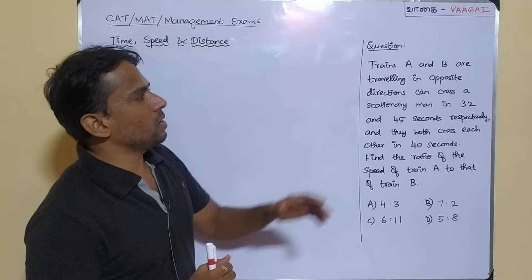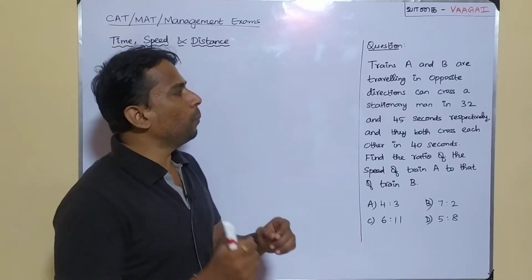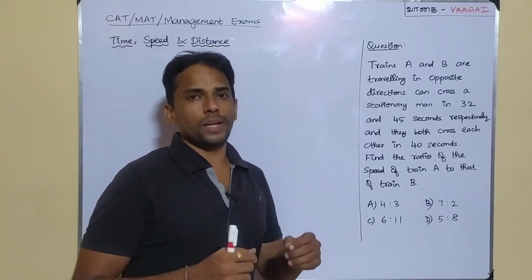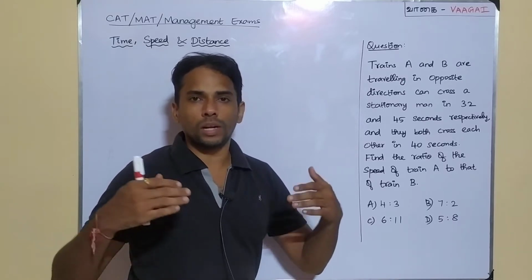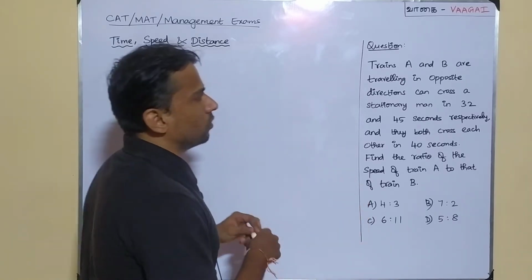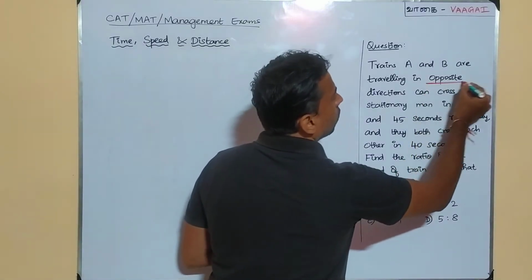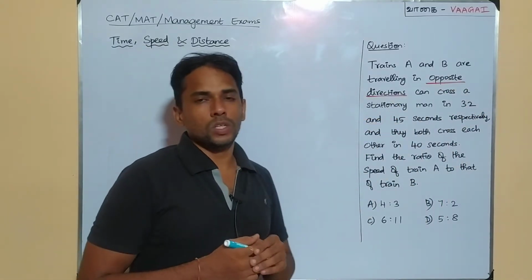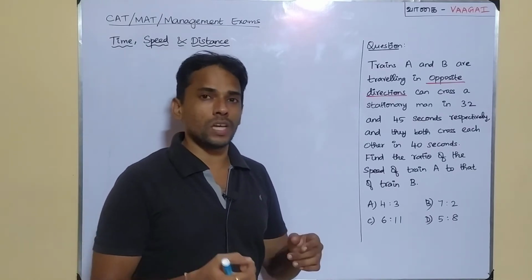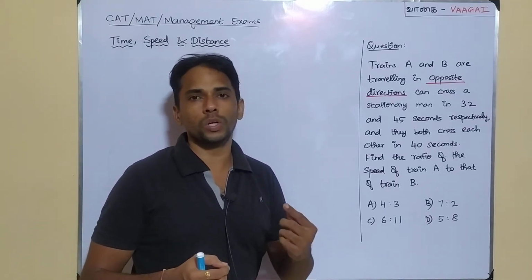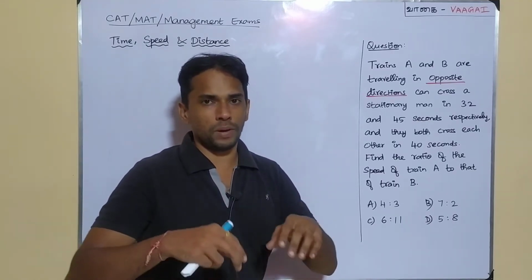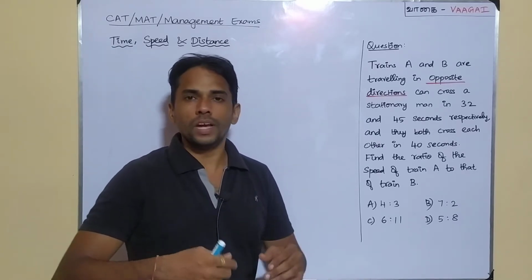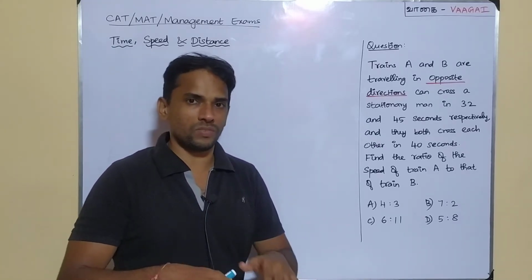Trains A and B are traveling in opposite directions. So there are two trains, train A and train B, and they are both traveling in opposite directions. Okay, we should properly note it. They are going to cross a stationary man. Stationary man in the sense a man who is going to stand at a place. He is going to remain in one place, he is not moving anywhere. He is going to stay in the same place where he is.